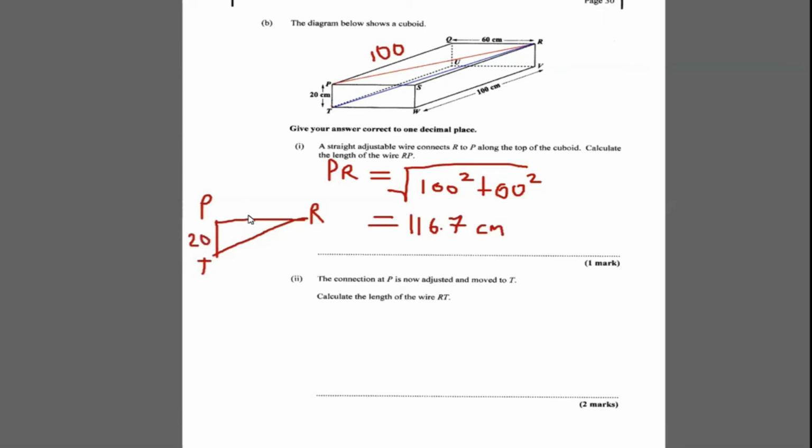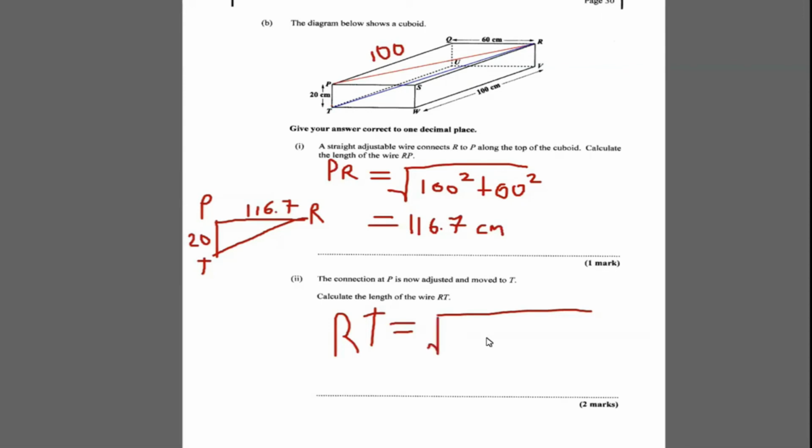PR, which we just found, is 116.7. So I'm going to use Pythagoras' theorem again, and RT is just equal to the square root. Guys, when you look at it, always try to draw a cross-sectional view of what is happening. When you're looking at cuboids, cubes, prisms, it's good to have a cross-sectional view, because sometimes the whole thing might blur you from seeing what you need to calculate.